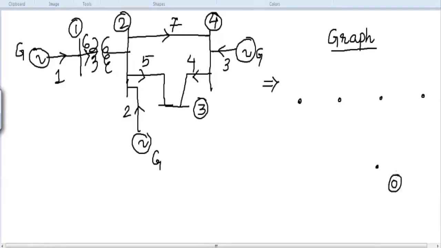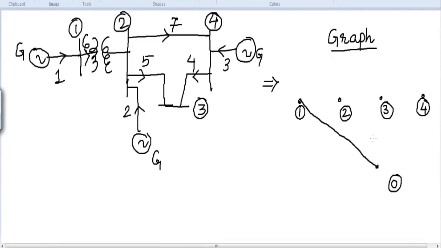So this will be our 0, this will be 1, this will be 2, this will be 3 and this will be 4. Next, let us check to which buses the generators are connected. So you can see here from the original diagram, the generators are connected to bus number 1, bus number 2 and bus number 4. So what we will do, first we will draw that.